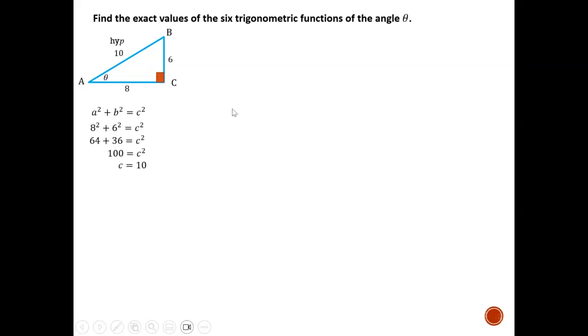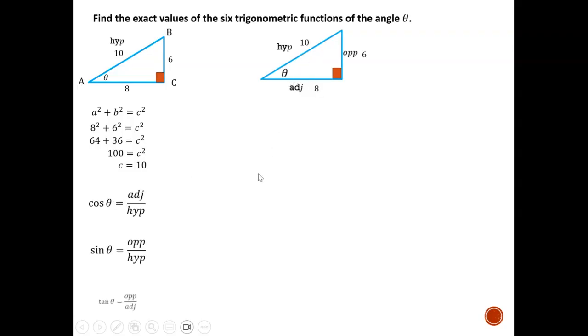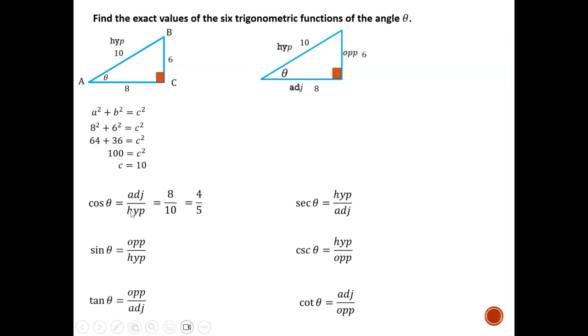Okay. Now, let's find the 6 trig functions. Again, opposite, adjacent, hypotenuse. That's 8. Opposite is 6. Hypotenuse is 10. So cosine, right? Cosine is adjacent, will be 8 over 10. I'm sorry about that. This will give us 8 over 10, which simplifies to 4/5. Okay, now, once I find the cosine, I also find my secant. The secant will be the reciprocal of the cosine, which will give us 5 over 4.